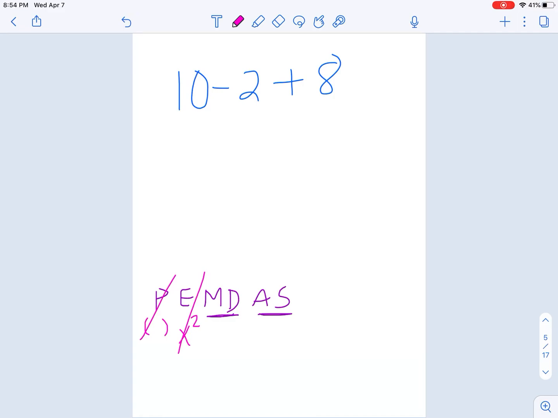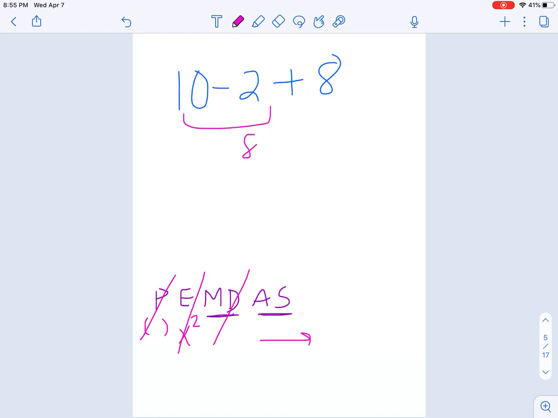M and D stand for multiplication. Well, once again, we don't have those things, so we get to skip to the last step, which is just addition and subtraction. So that means I just get to go straight across from left to right. 10 minus 2 is 8.